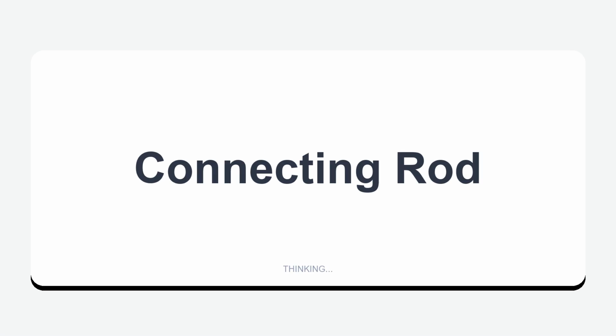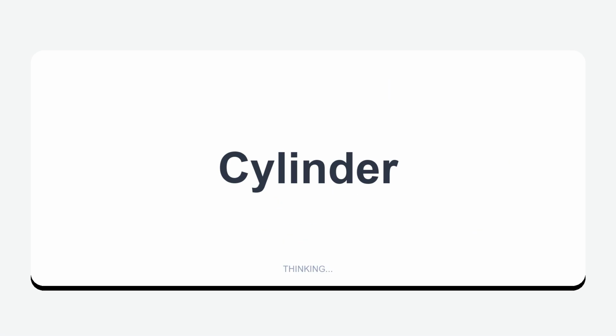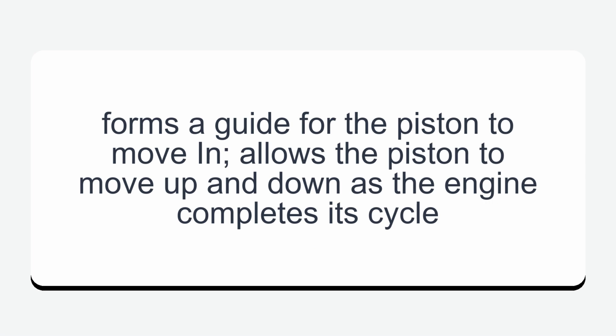Connecting rod. Connects the piston/wrist pin assembly to the engine crankshaft. The large end of the connecting rod attaches to the crankshaft on the connecting rod journal. Cylinder. Forms a guide for the piston to move in, allows the piston to move up and down as the engine completes its cycle.